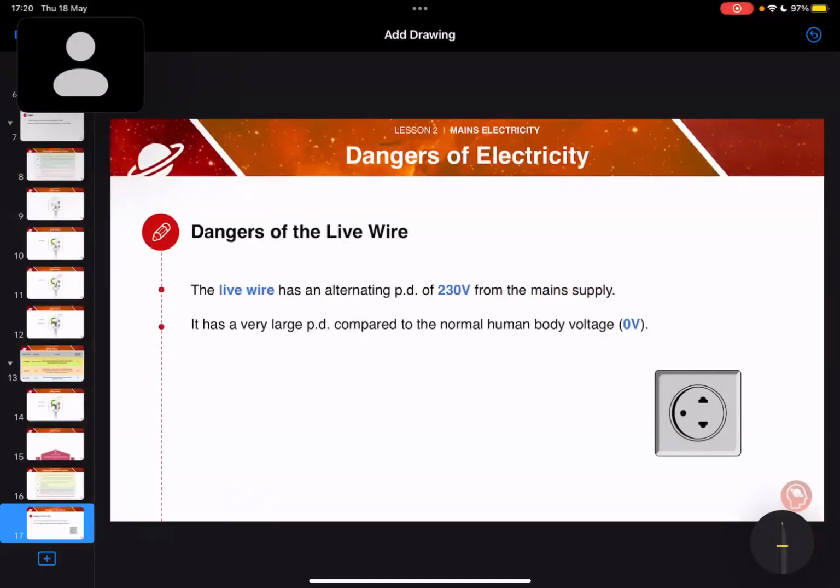Now, we've talked about what it looks like, but we also want to talk about why they're dangerous and how they're dangerous. We said just now that the live wire has an alternating potential difference of 230 volts from the main supply. That is really, really high compared to what a normal human carries in their body, which is 0 volts. So on a normal day, we don't carry any potential difference. From 0 to 230 is a massive jump.